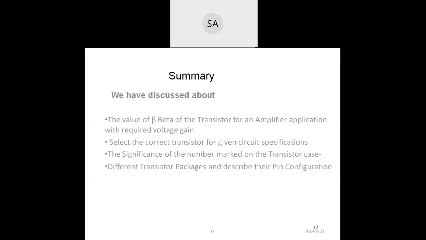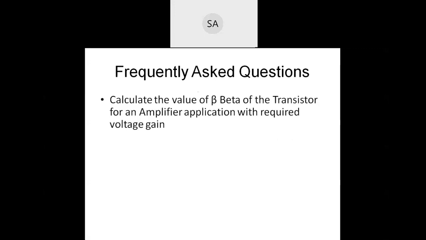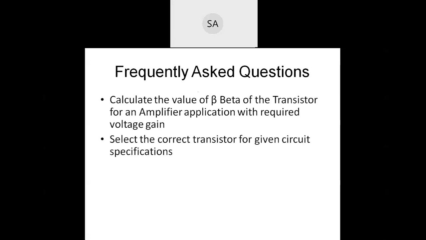And different transistor packages and display the pin configurations. We have different packages with different numbers. Based on the number and packaging, we can identify the terminals of the transistors and the pins also. So what are the frequently asked questions on this topic? Calculate the value of beta for the transistor for an amplifier application with the required voltage gain. Based on the question given, we have to find the value of beta for the given transistor, and select the transistor for given circuit specifications.